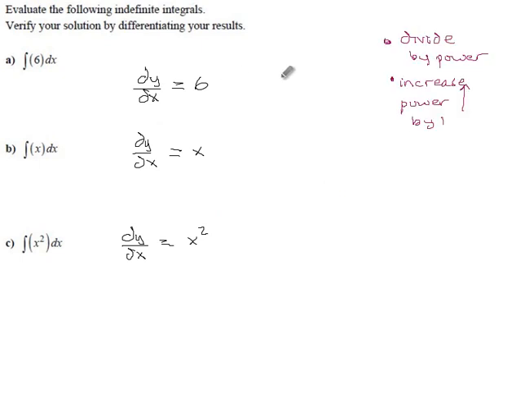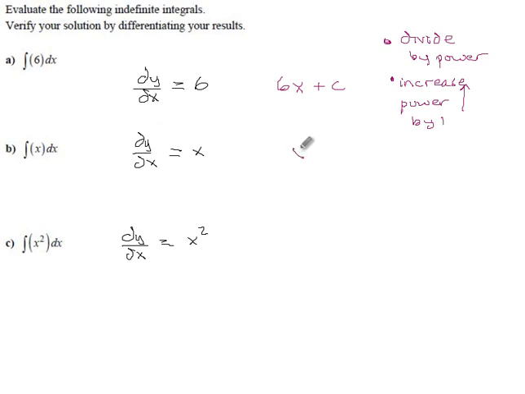Okay, this first derivative is 6x to the 0th power. So increase the power by 1, that gives us x to the 1, and then divide the result by the new power of 1. That gives us 6x, which is exactly what we had before. So yep, that worked. Remember your plus c.